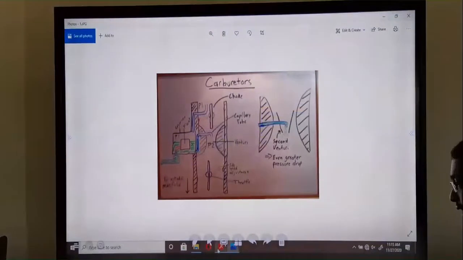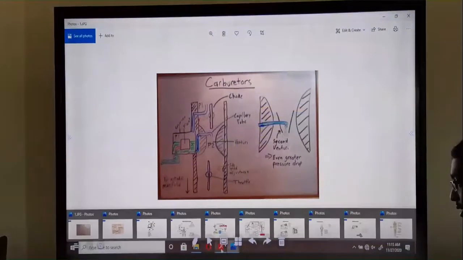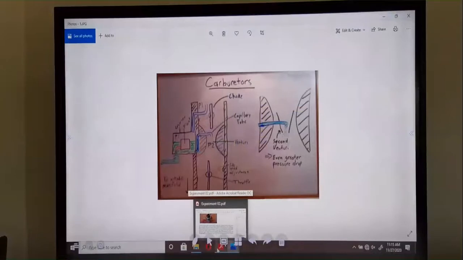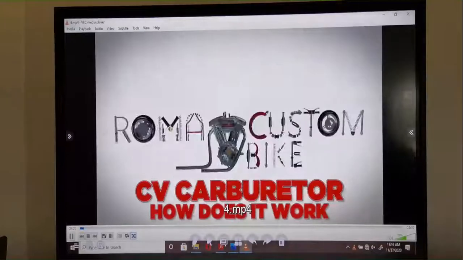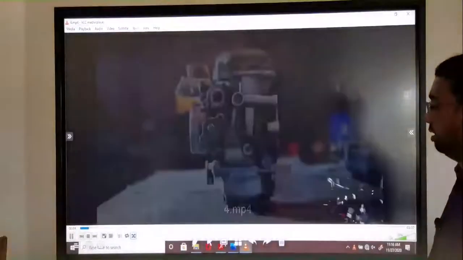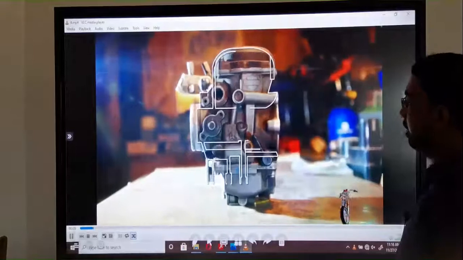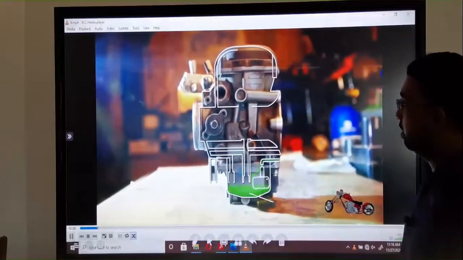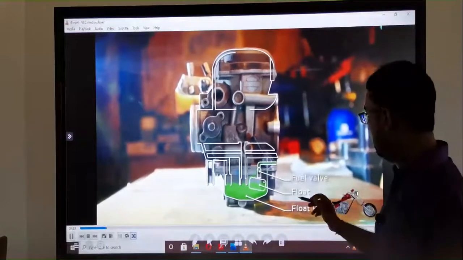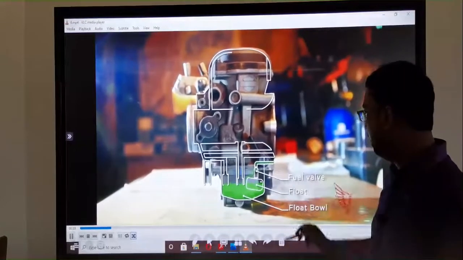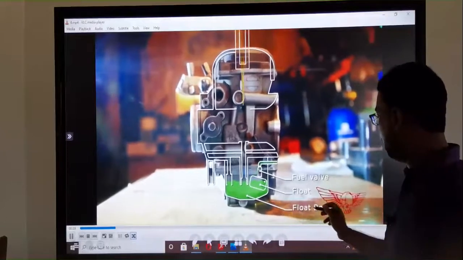So now we can see another carburetor. This is called the constant velocity carburetor. This mostly uses a diaphragm. So we can see first, this is the float, and this is a fuel valve. This is the same as that choke valve carburetor.